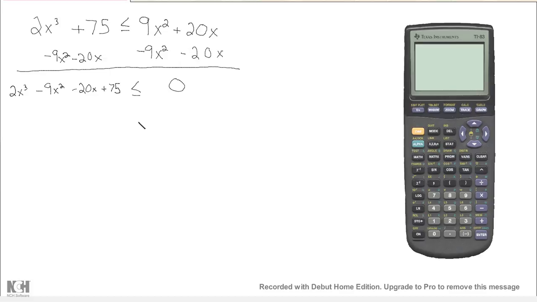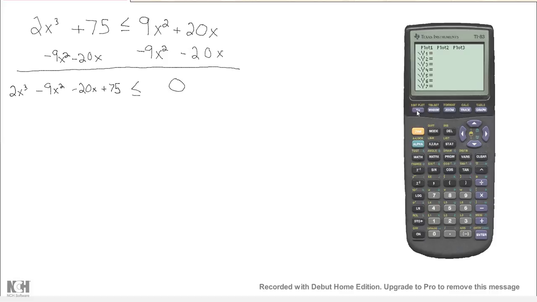Now, if I could, I would try factoring this by grouping, but I can already tell that's not going to work because there's no factor of 9 in the 75, and there's no way I can get rid of the 9. So my other option then is to graph it and see where the zeros are. So I'm going to graph this.